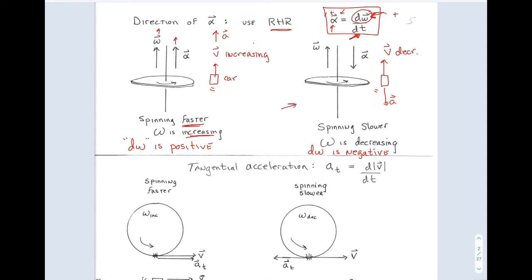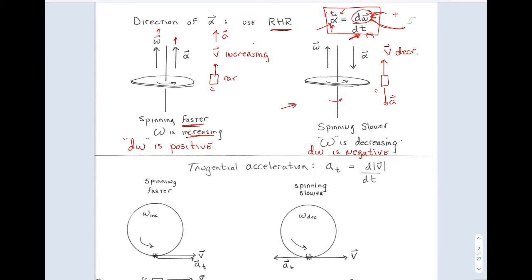Over here, I have the same wheel rotating in the same direction, but now it's slowing down, spinning slower. So the angular velocity omega is decreasing. So d omega in that case, this quantity d omega is getting smaller. That's a decrease, so it's negative. And if d omega is negative, that means the angular acceleration is negative because dt is a positive quantity. So that means alpha is in the negative direction. It points opposite of omega.